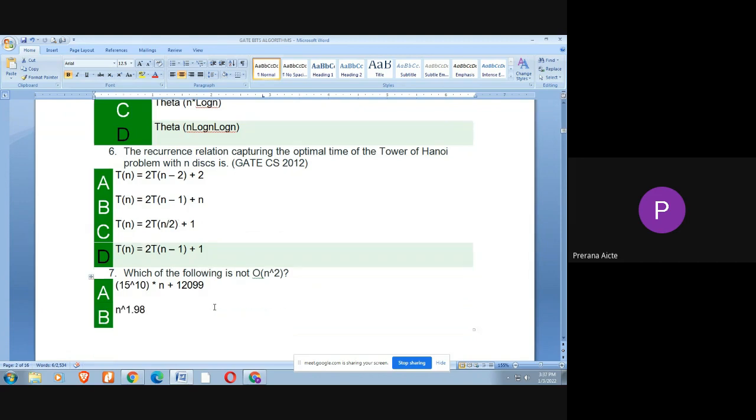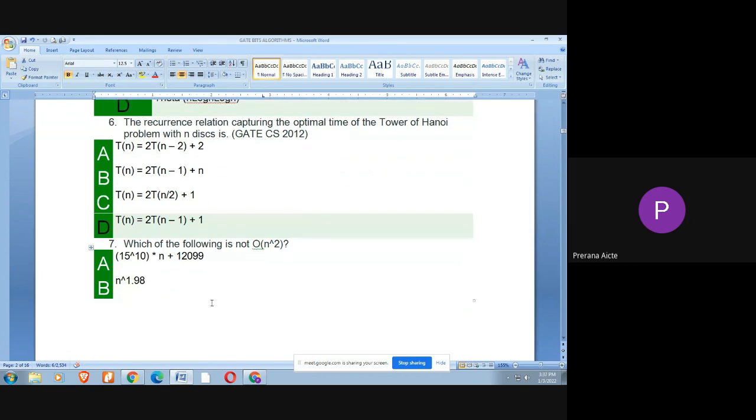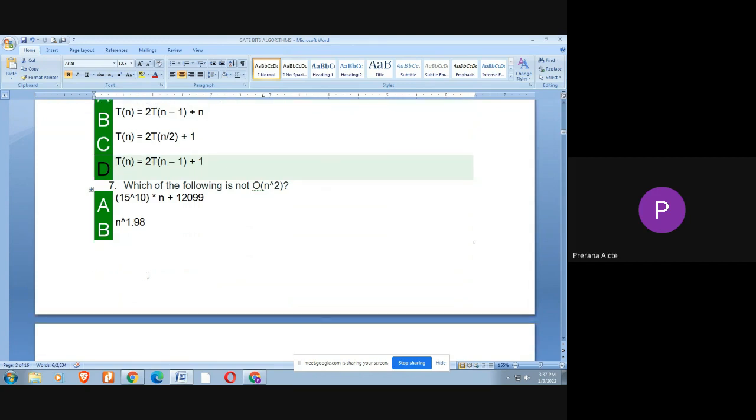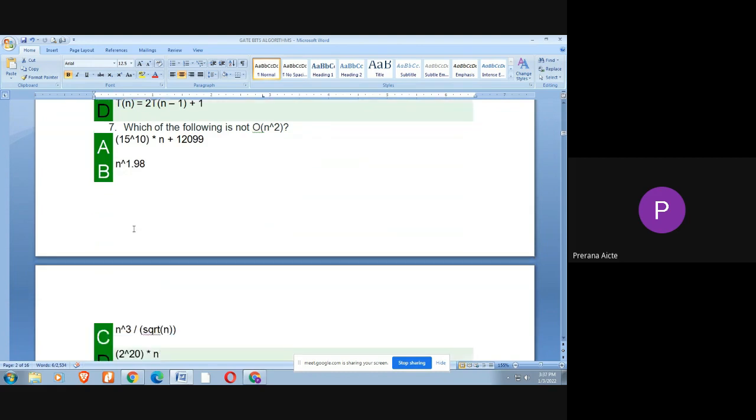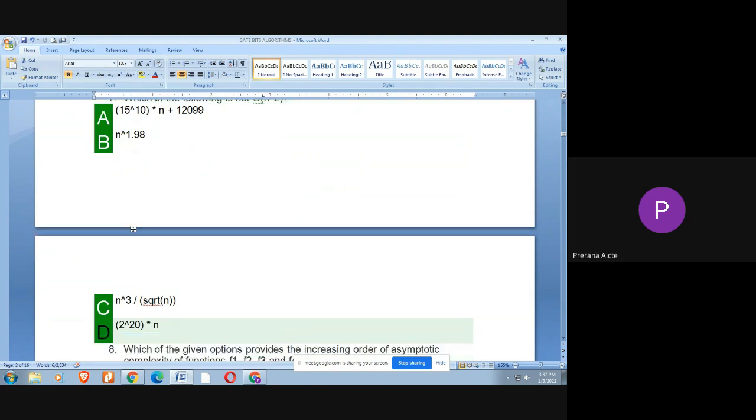Which of the following is not the order of n square? So we have been given some values here. Looking at option B, it is n power 1.98, which means nearly n power 2, but it is not exactly n power 2, it is 1.98.